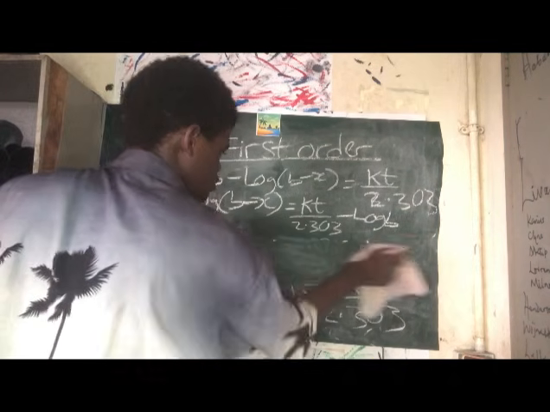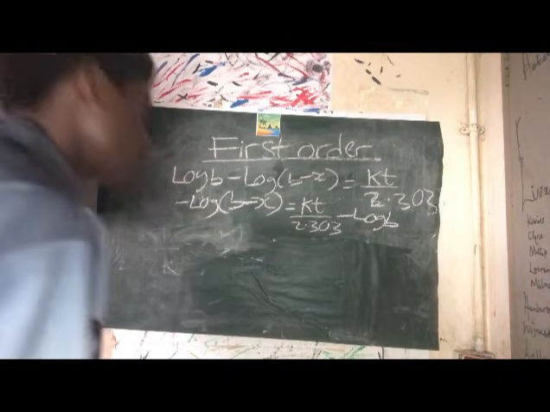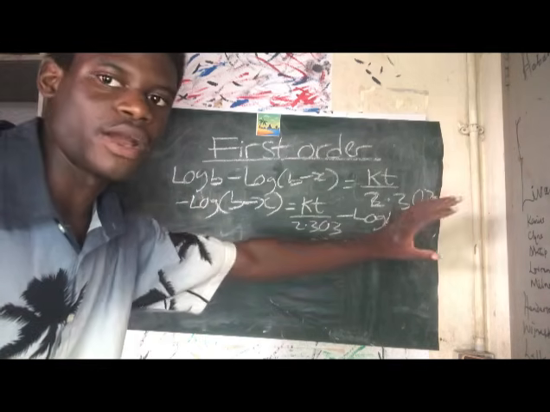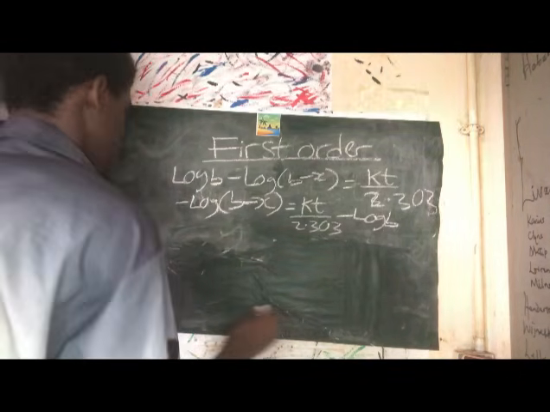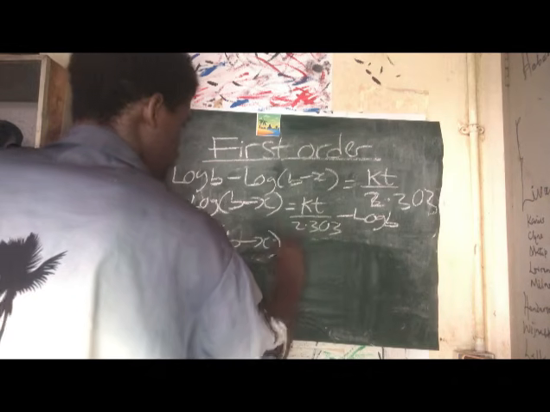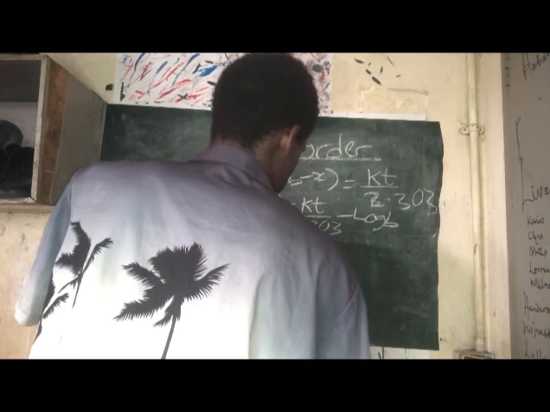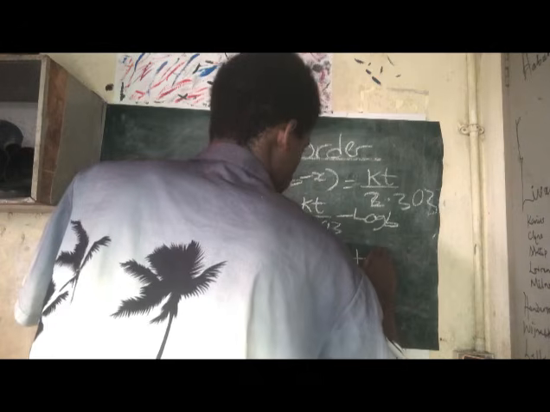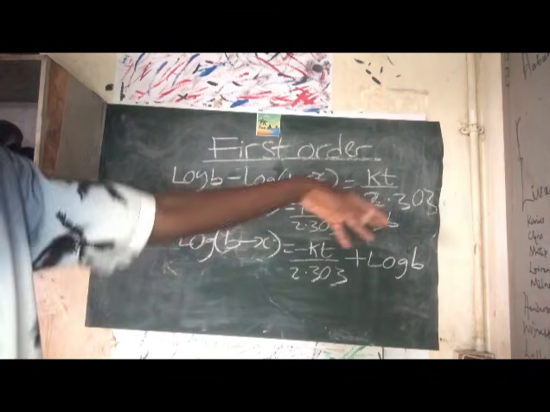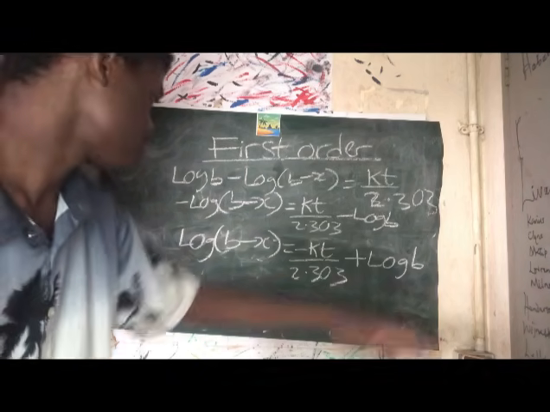So let's clean this. Now we don't want this negative here, so we'll multiply all through by negative. When we multiply all through by negative, we'll have log b minus x is equal to minus kt over 2.303 plus log b. You can see we multiply all through by negative. Negative and negative is positive, so log b minus x is equal to minus kt over 2.303 plus log b.